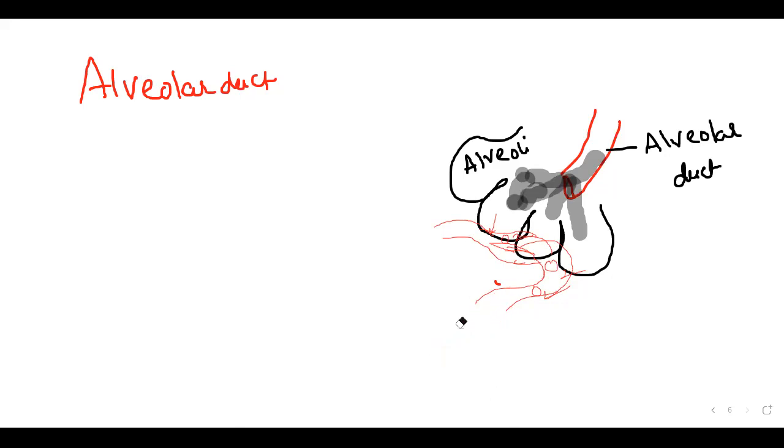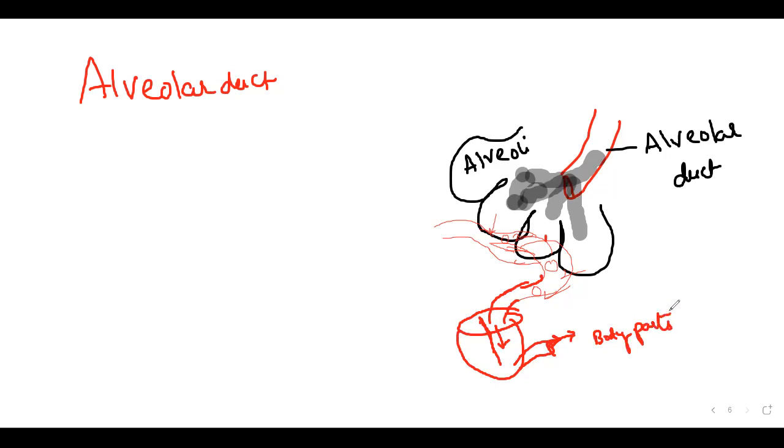So which chamber of the heart collects blood from the lungs? Left atrium. And what is the name of the blood vessel? Yeah, pulmonary vein. Where does it open? It opens into the left atrium. From the left atrium, blood enters the left ventricle. From the left ventricle, blood goes to the body parts with the help of the left systemic aorta.